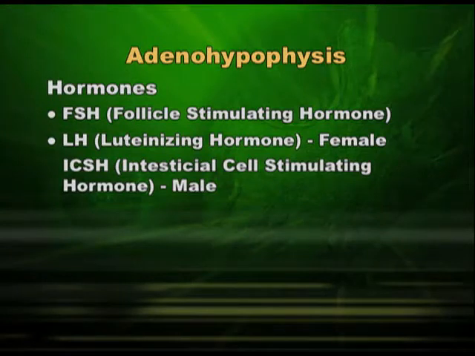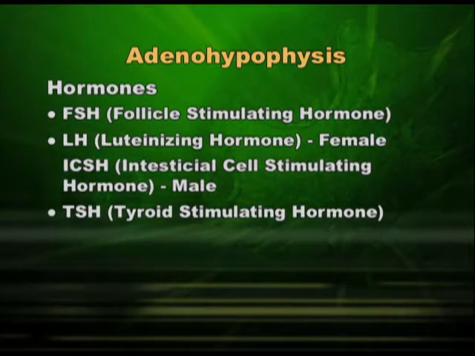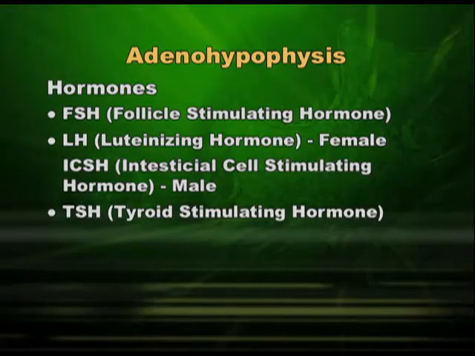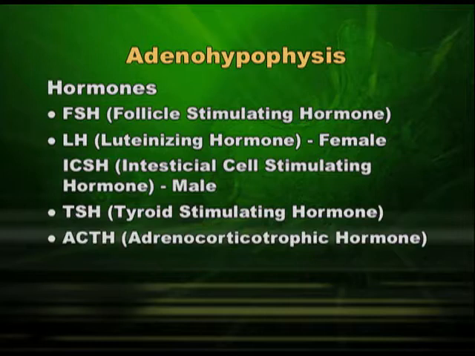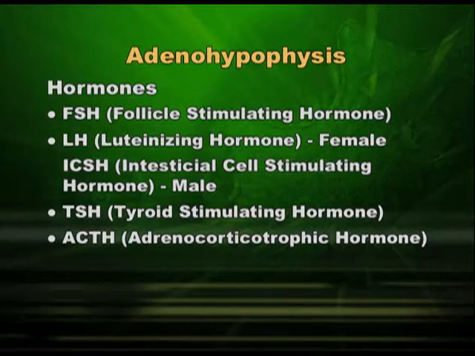The third hormone from the anterior pituitary is TSH, thyroid stimulating hormone, which will act on the thyroid and make the thyroid secrete thyroid hormones. The fourth one to name is ACTH, adrenocorticotropic hormone. This hormone from the anterior pituitary will act on the adrenal cortex, not on the adrenal medulla. The adrenal has an outer cortex and inner medulla. The medulla is part of the central nervous system. The cortex is part of the endocrine system. So, ACTH will act on the cortex, and that is why it is called adrenocortico.